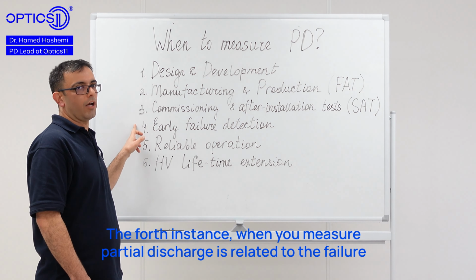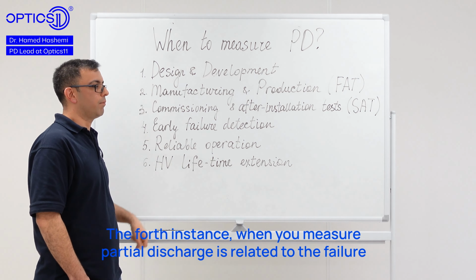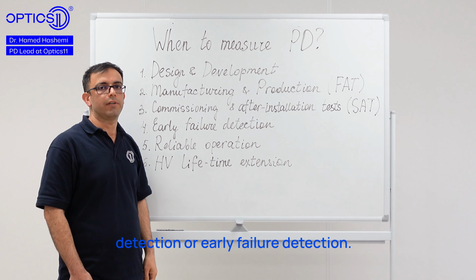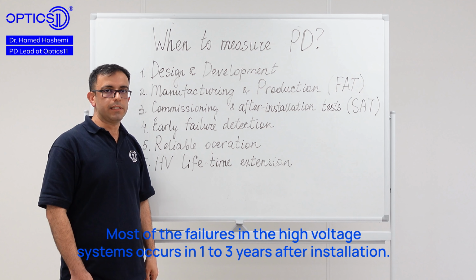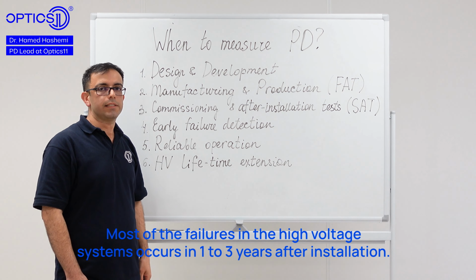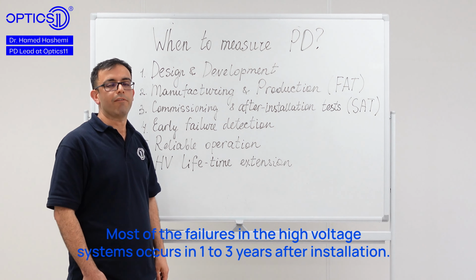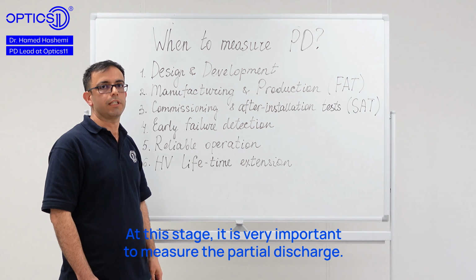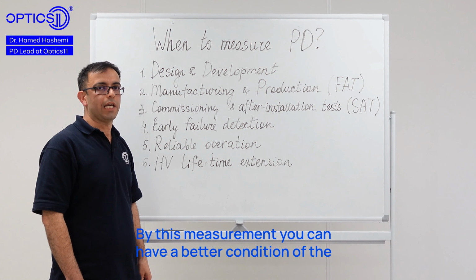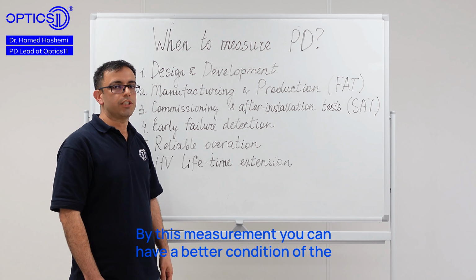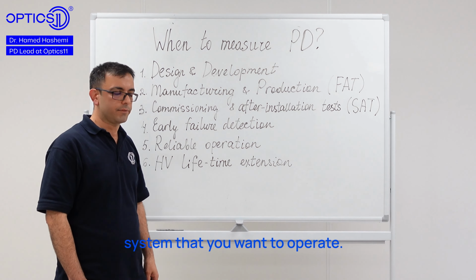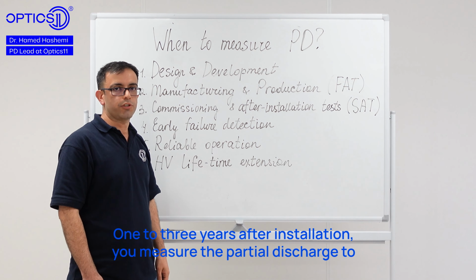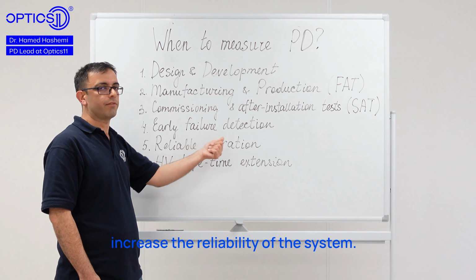The second time or second item to measure partial discharge is related to the failure detection or early failure detection. Most of the failures in the high voltage systems occur in 1 to 3 years after installation. In this stage, it is so important to measure the partial discharge. By this measurement, you can have a better condition of the system that you want to operate. 1 to 3 years after installation, you measure the partial discharge to increase the reliability of the system.